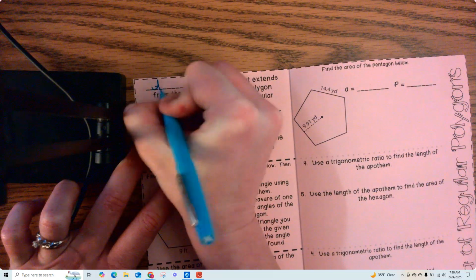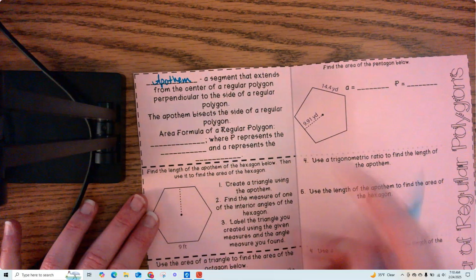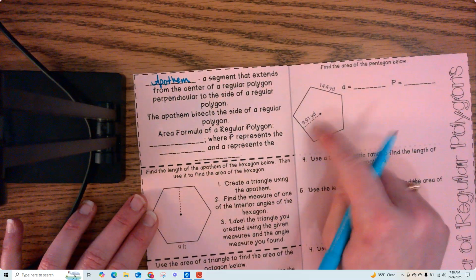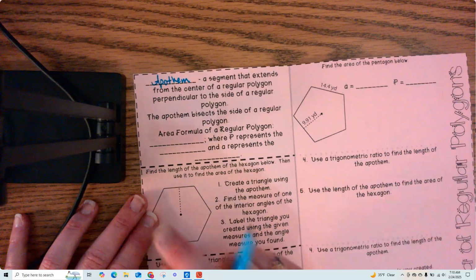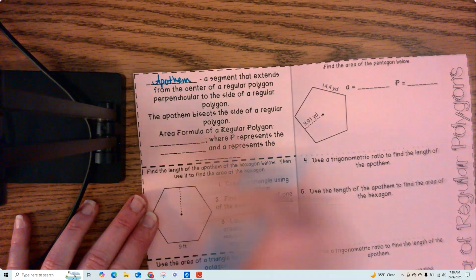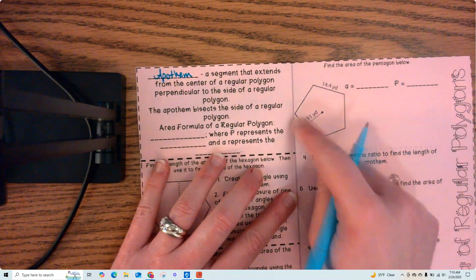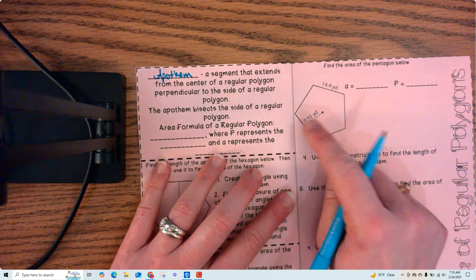All right, the apothem is a segment that extends from the center of a regular polygon perpendicular to the side of a regular polygon. So this is an apothem. The apothem bisects the sides of a regular polygon. And then our formula for any regular polygon, it doesn't matter the number of sides, as long as all the sides measure the same.